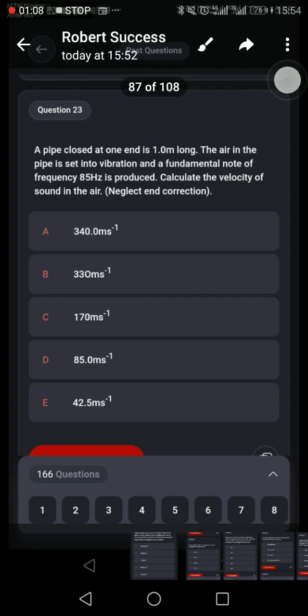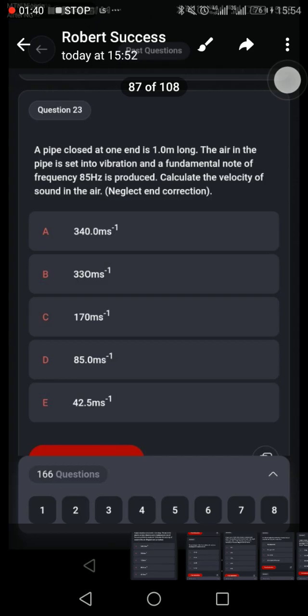Okay, so a pipe closed at one end is 1.0 meter long. So this is a closed pipe. The air in the pipe is set into vibration and a fundamental note of frequency 85 Hz is produced. Calculate the velocity of the sound in air. Neglect end correction, so you should ignore end correction. They've given you the length of the pipe and the fundamental note. It's velocity they're asking you for.